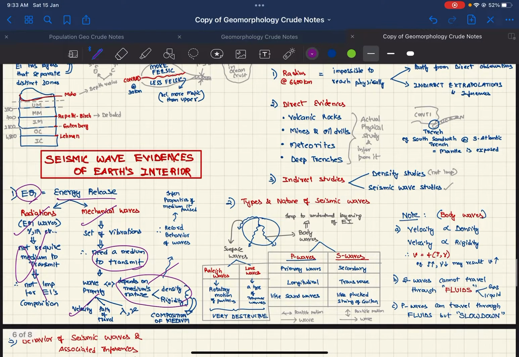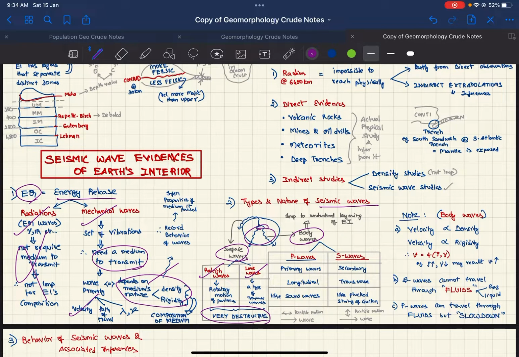So there are two types of seismic waves basically, which are surface waves and body waves. Surface waves are of two types, Rayleigh waves and Love waves. These are very destructive since they do not travel to the body. These are not important for studying the Earth's interior. Body waves, on the other hand, they travel to the interior, therefore they are important for studying the Earth's interior.